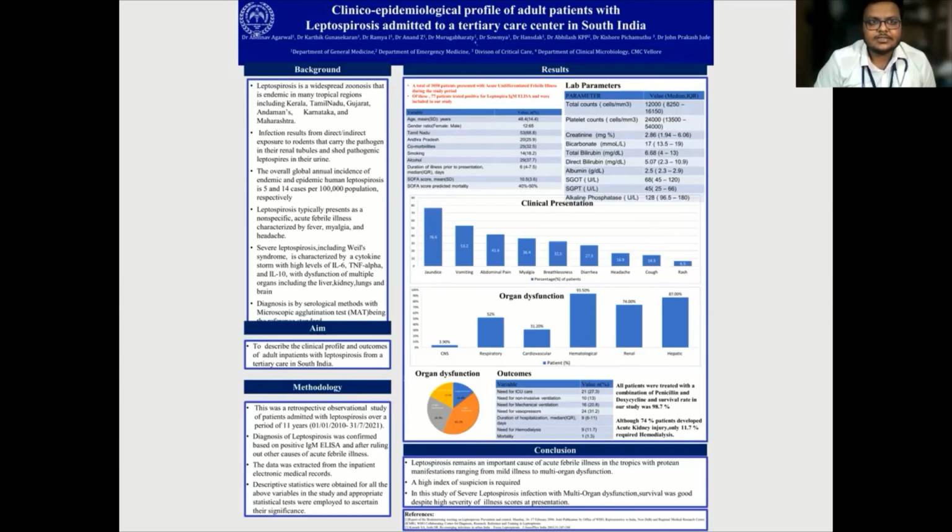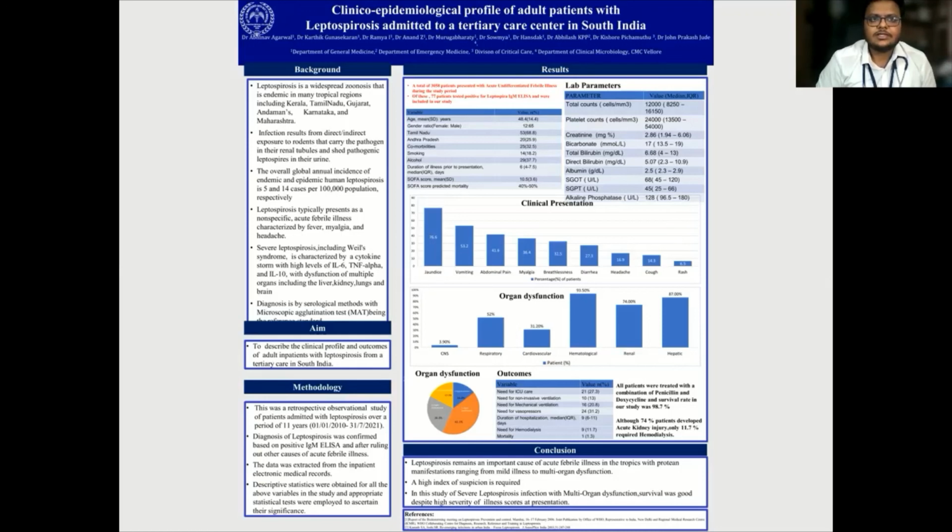Nearly 86% of patients had multi-organ dysfunction with 3 or more organs involved. The most common organ dysfunction was hematological, accounting for 93.5% of cases, followed by hepatic, renal and respiratory, accounting for 87, 74 and 52% of cases respectively. The median duration of hospitalization was 9 days. In our population, 27.3% of patients required ICU care, with 21% requiring mechanical ventilation and 13% requiring NIV support. Nearly one-third of patients had shock at presentation, requiring vasopressor support. Although 74% of patients developed acute kidney injury, only 11.7% required hemodialysis.